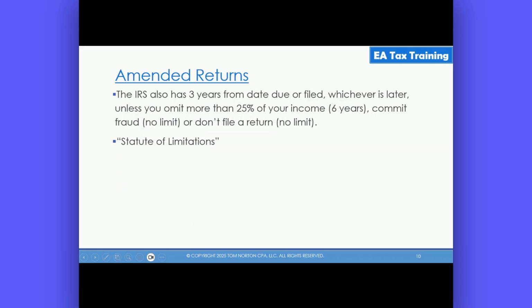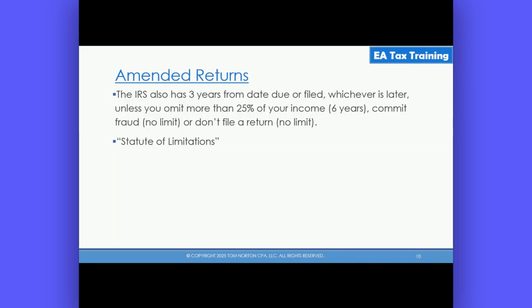When can the IRS come back and audit your return? Well, we'll talk much more about this in part 3 of this course. But for part 1, you do want to know the general rule, which is the IRS has 3 years from the date the return was due or it was filed, whichever is later, unless you omit more than 25% of your income, in which case they've got 6 years from the date it was filed. Or if you commit fraud, then there is no limit. This is called the statute of limitations. There is no statute of limitations if you commit fraud.